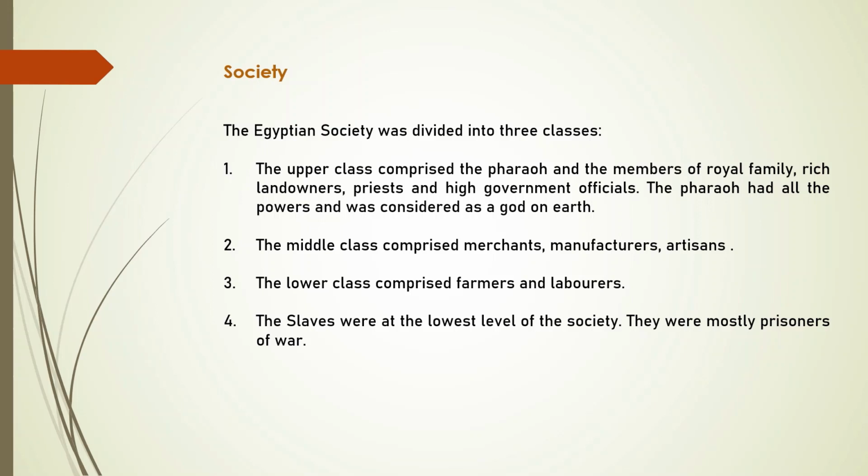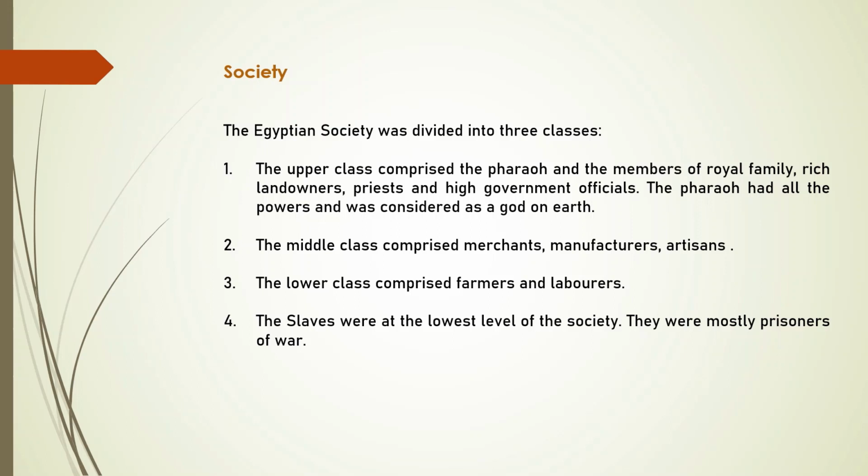Now, society. The Egyptian society was divided into three classes. The upper class comprised the pharaoh and the members of the royal family, rich landowners, priests, and high government officials. The pharaoh had all the powers and was considered as God on earth.